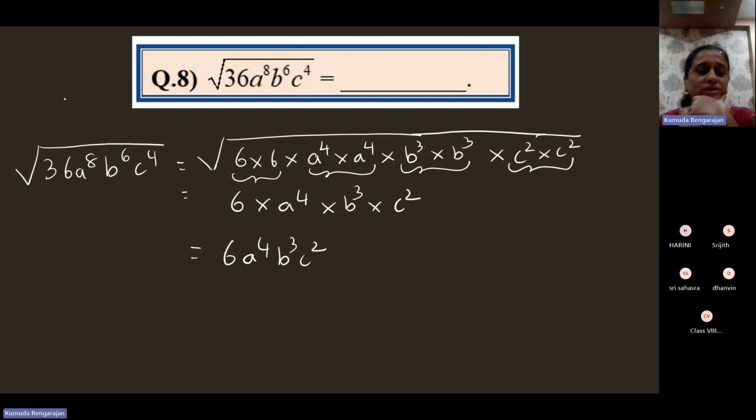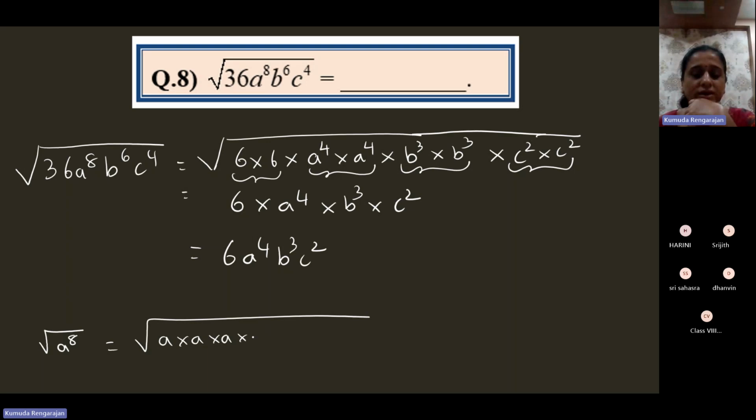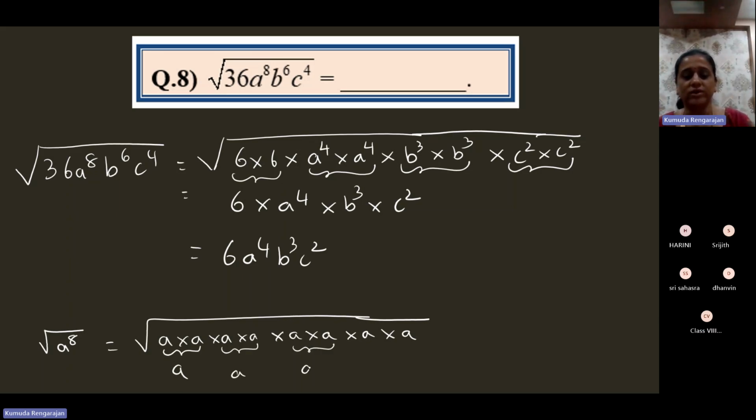The square root of 36. Now, Anirudh, square root of A to the power 8, okay, means what? A into A into A into A into A into A into A into A. All right. So from these two A's, one A out. From these two A's, one A out. From these two A's, one A out. From these two A's, one A out. So A to the power 4 comes out.